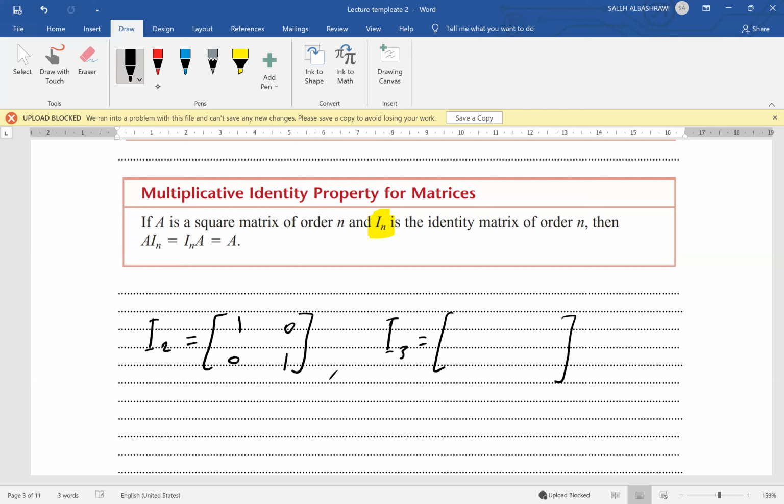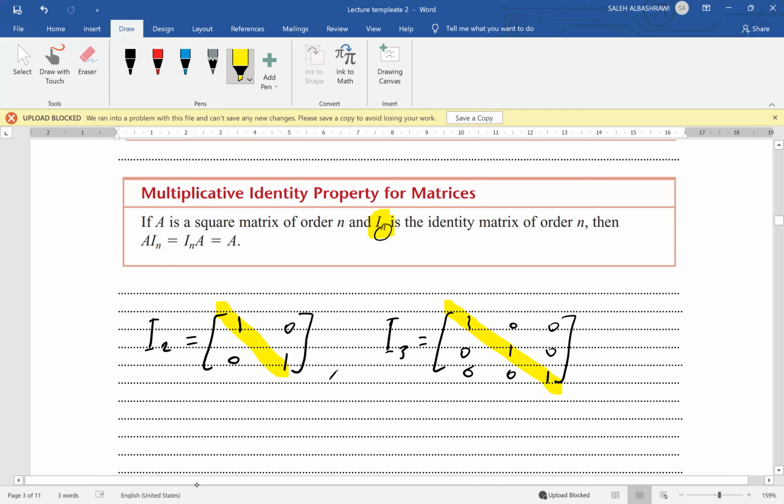If we have a square matrix, we just write it as In. It means the number of rows is equal to the number of columns. If they have the same size, we just write this notation as I sub n, or you can say this is a square matrix. I3 will be 1, 0, 0, 0, 1, 0, 0, 0, 1. So the main diagonal elements are equal to 1, and the other elements will be 0. We call this the identity matrix.